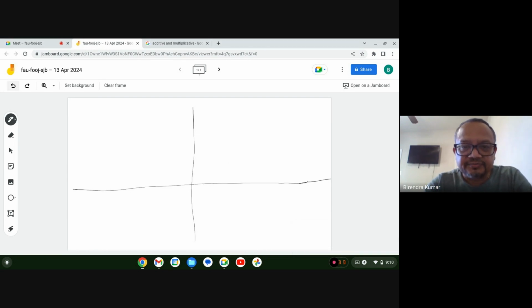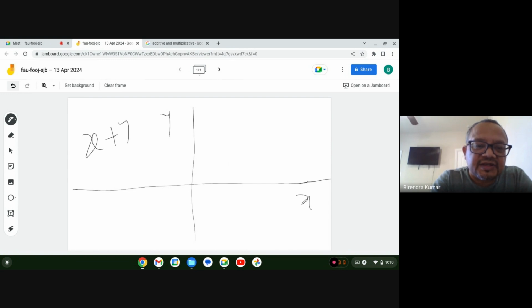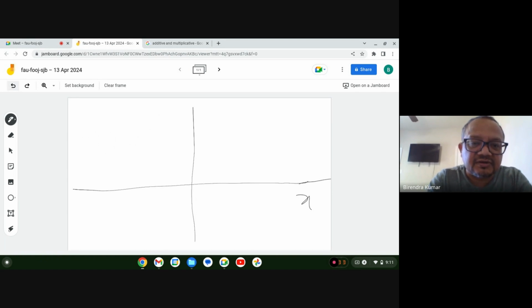Okay. Now we talked about the graph, the x-axis, the y-axis, and how to locate a point. Now let me give you one equation. Let me give you one equation: x plus y equal to 17. Now, many of you would think, what is this? x plus y equal to 17, this equation.